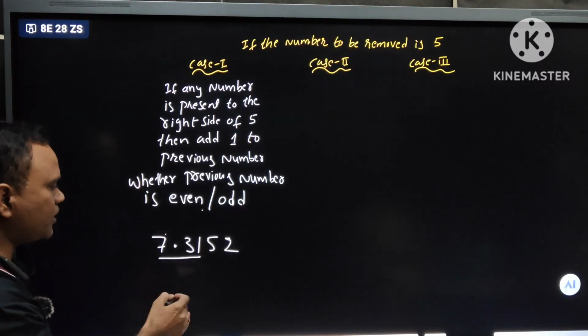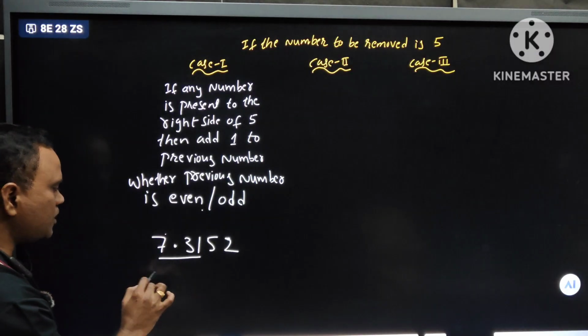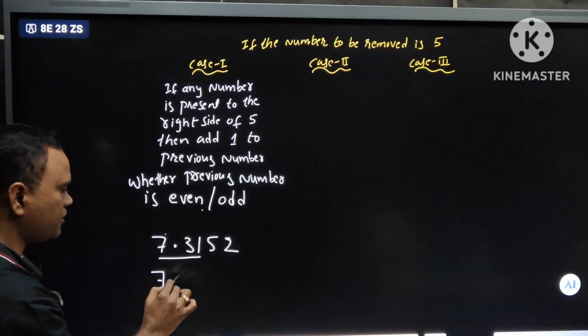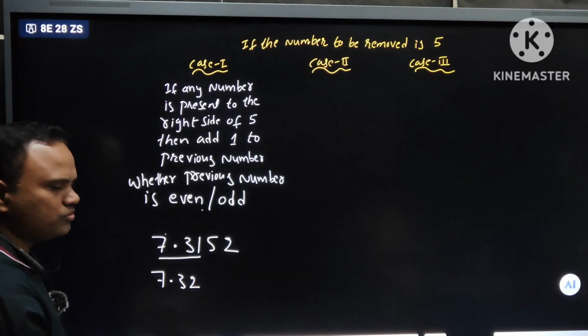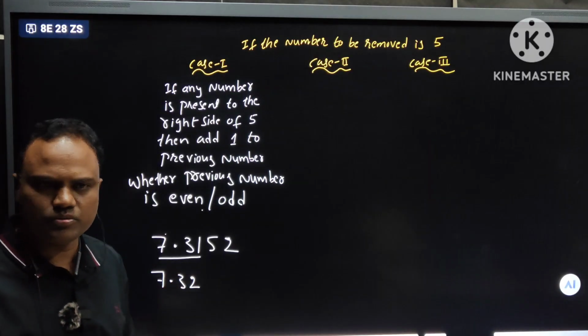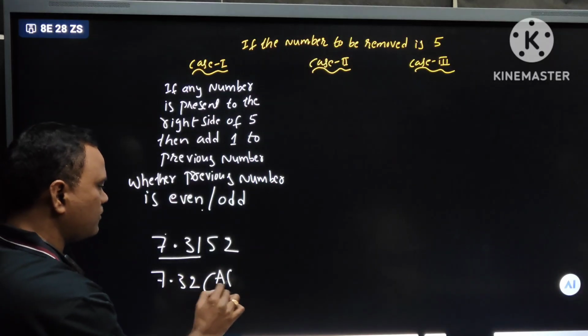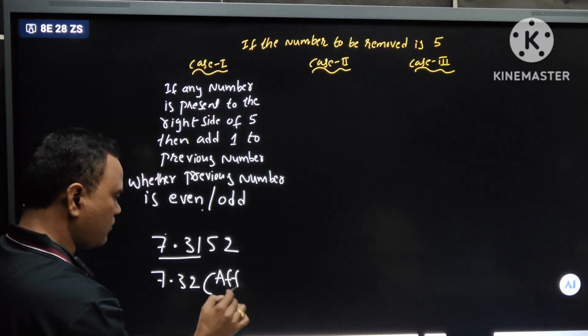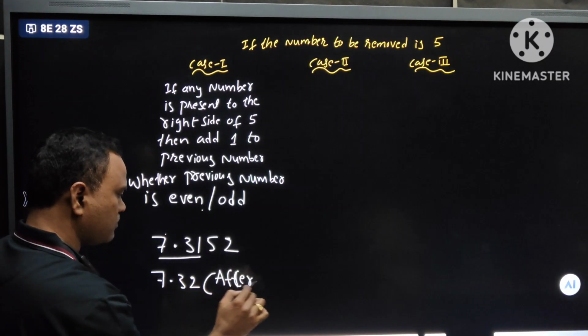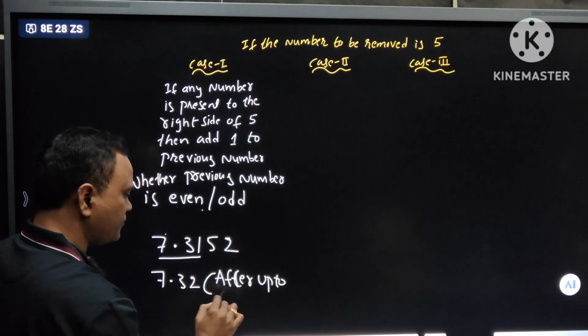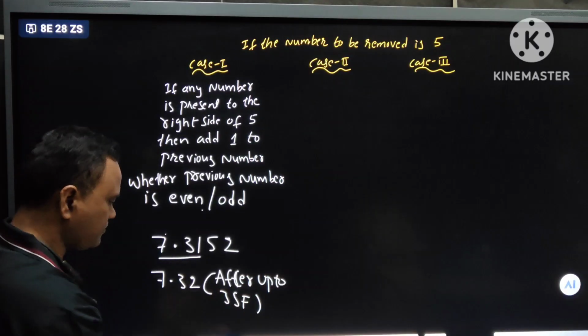Okay. Now after rounding up, the answer will be 7.32. After rounding up to 3 significant figures.